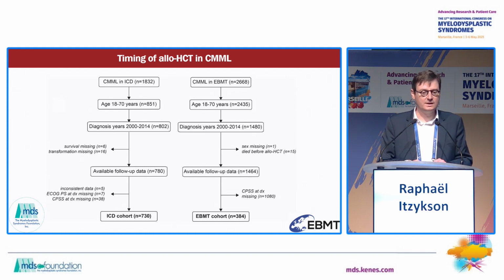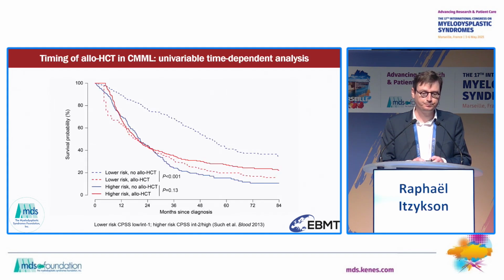We focused our studies on patients younger than 70 years of age that were diagnosed from 2000 to 2014, and with available follow-up data ended up with a cohort of 730 patients with newly diagnosed CMML with follow-up data since diagnosis, and 384 EBMT patients where we had follow-up data beyond allogeneic stem cell transplantation.